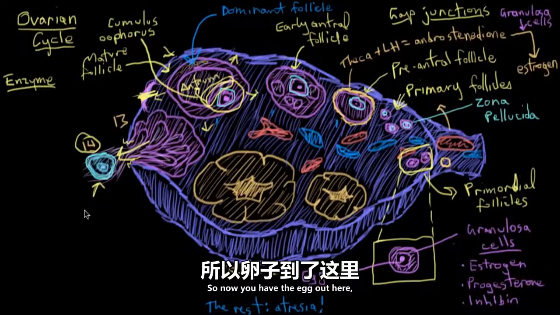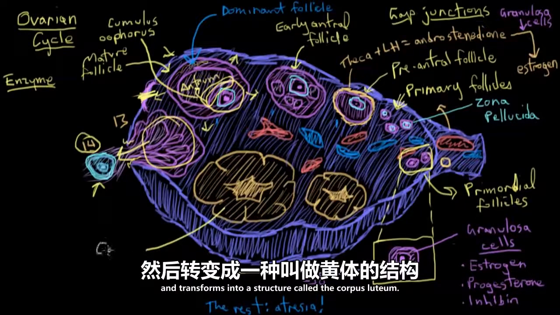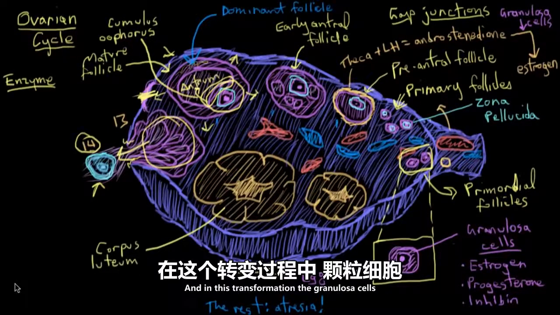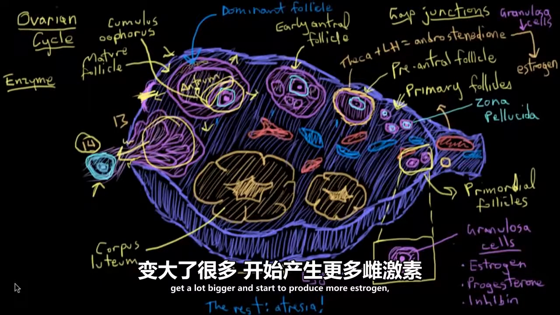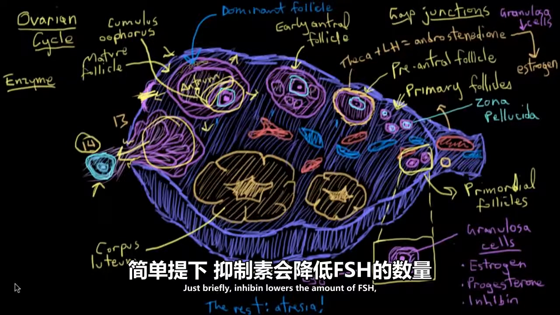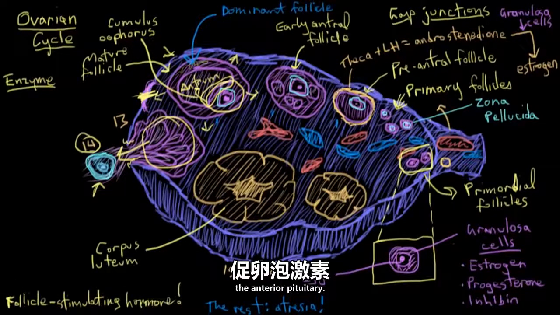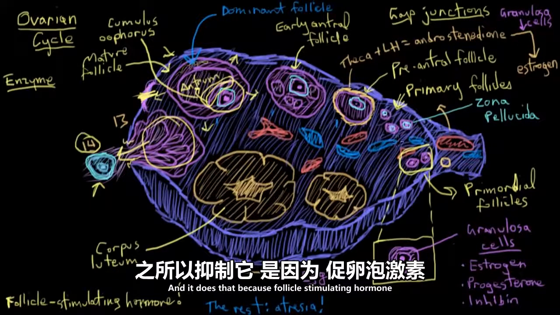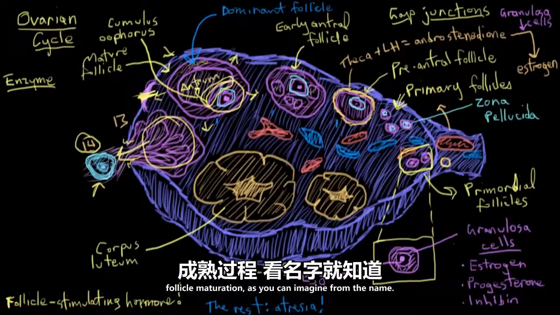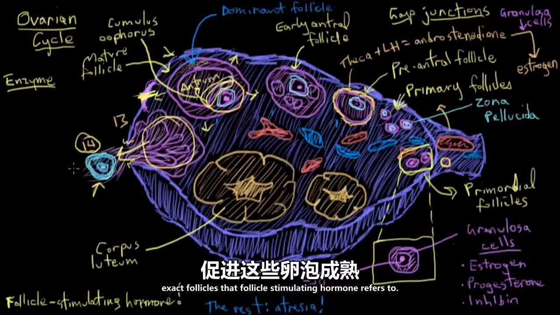So now you have the egg out here, but what about the old follicle it was in? The follicle actually collapses a little and transforms into a structure called the corpus luteum. And in this transformation, the granulosa cells get a lot bigger and start to produce more estrogen, progesterone, and that other hormone inhibin that we mentioned before. Just briefly, inhibin lowers the amount of FSH, follicle-stimulating hormone, that comes from the anterior pituitary. And it does that because follicle-stimulating hormone actually propagates this whole process of follicle maturation, as you can imagine from the name. So if you didn't know this before, these are the exact follicles that follicle-stimulating hormone refers to, at least in a female.